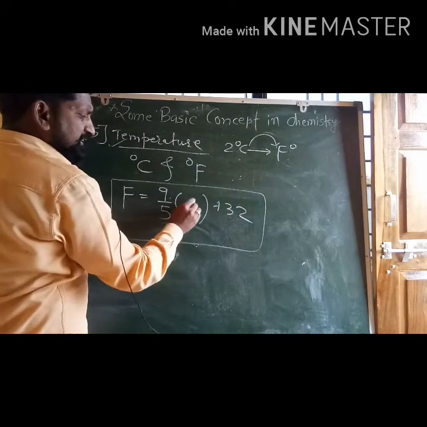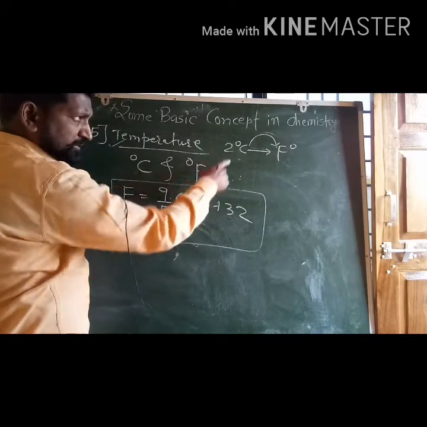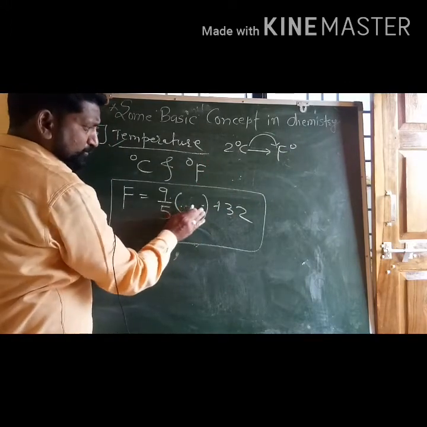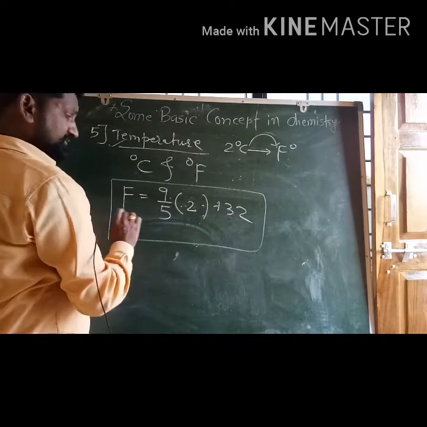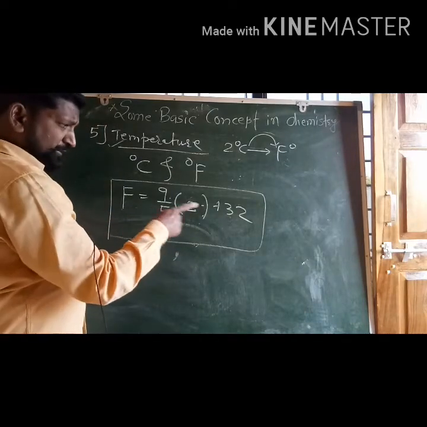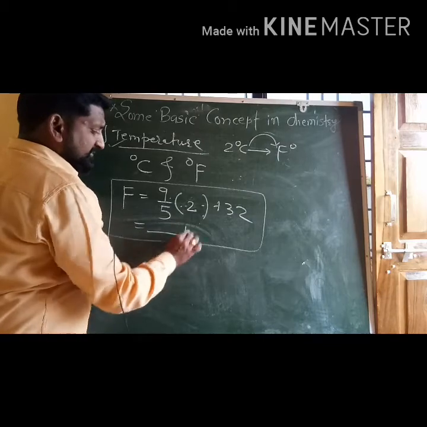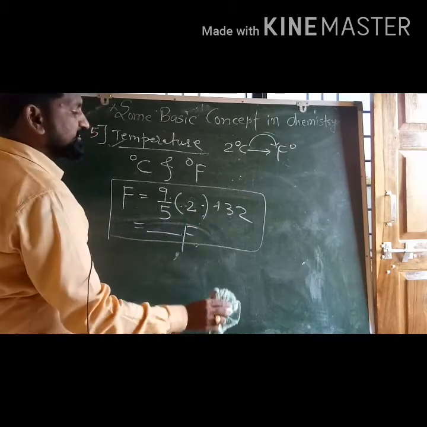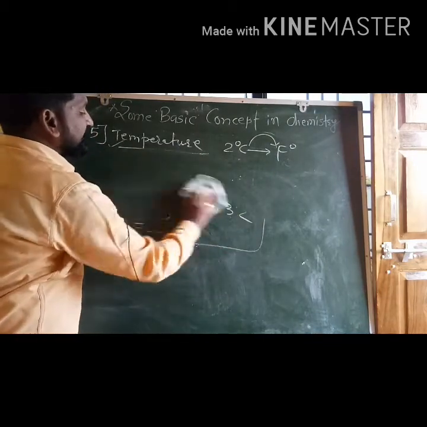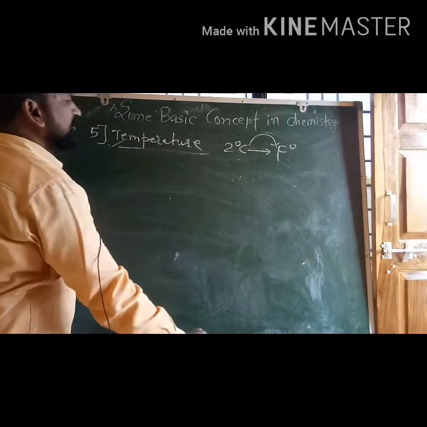Then here there was degree Celsius. What is the value of degree? 2 degree. Therefore put here 2 degree and calculate it. Whatever answer you will get, that is in the Fahrenheit. So in this way we can convert Celsius into Fahrenheit, or vice versa.